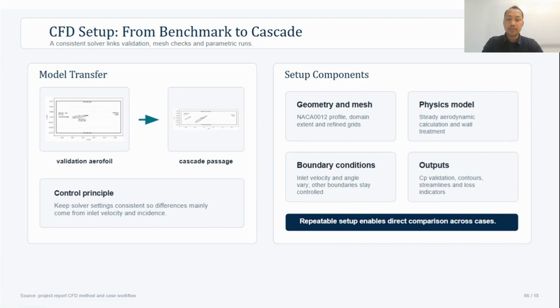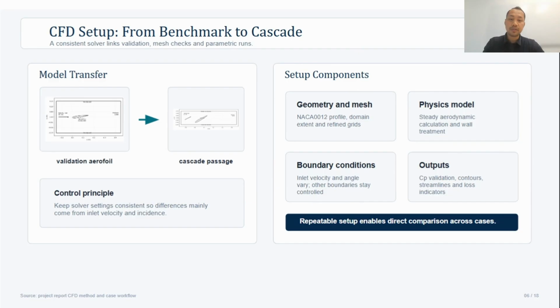And this model was selected because it is commonly used in near-wall aerodynamic flow. It is very suitable for adverse pressure gradient behavior on blades, and for the validation model. For the benchmark, the inlet velocity was 20 meters per second, and the angle of attack followed the benchmark case measurement. And for the cascade model, the inlet velocity and the inlet angle will change according to the parameter matrix.